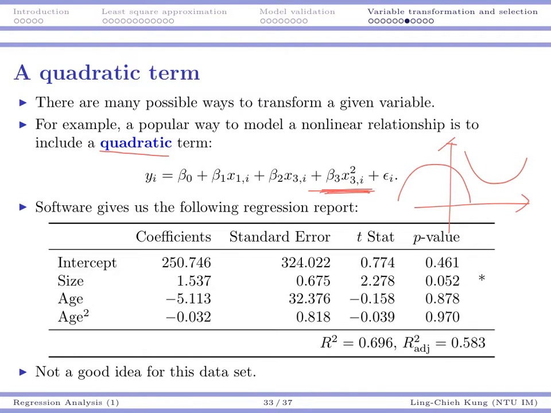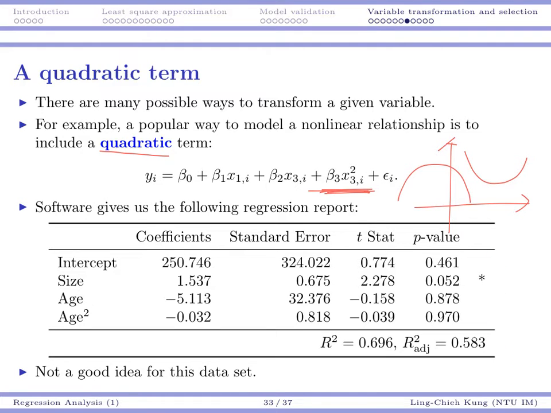Okay, so now we can include one dependent variable and the 3 independent variables in our model. We need to prepare this column by ourselves. We need to calculate this column according to the original age. We need to calculate those age squares by ourselves and then input the 3 columns as independent variables. Software would give us the following regression report.